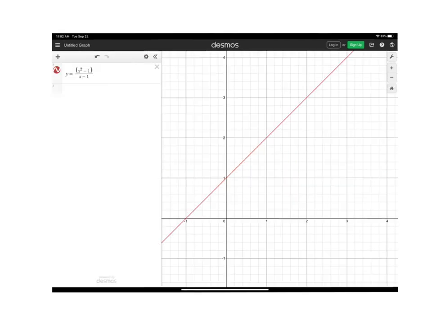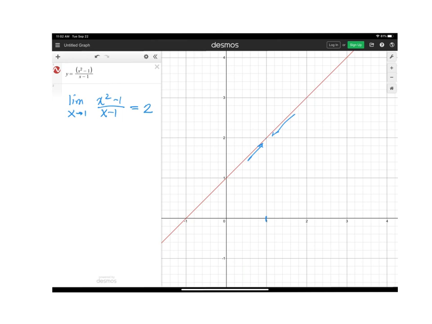In this next problem, we're looking at the limit as x approaches 1 of x squared minus 1 over x minus 1. As we get close to the value of 1 from the left side and the right side, the limit is approaching 2. Looks pretty straightforward.